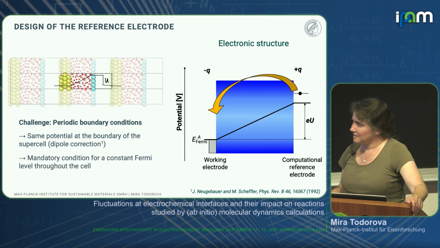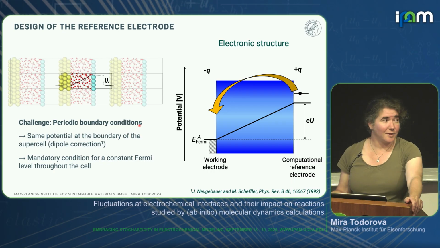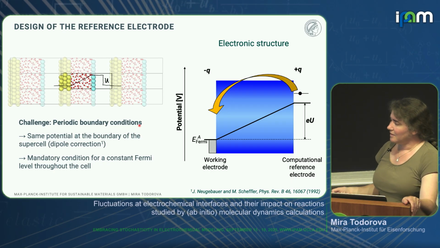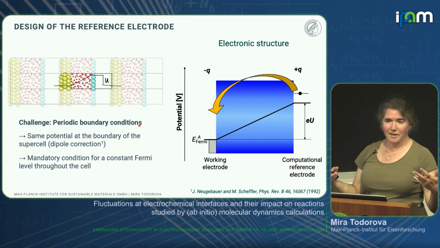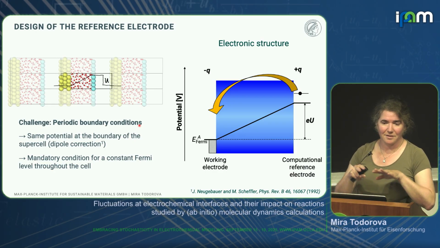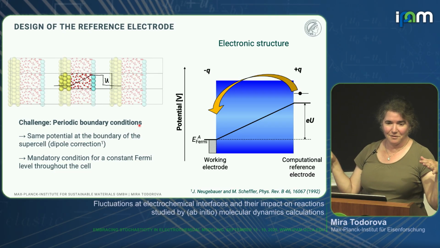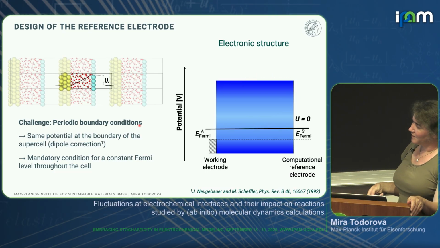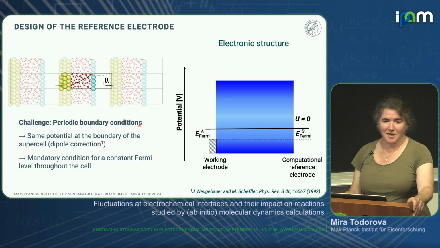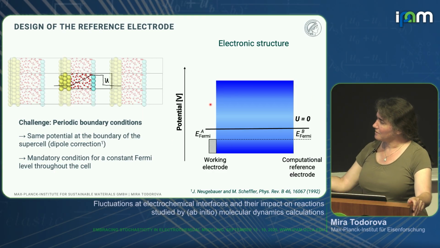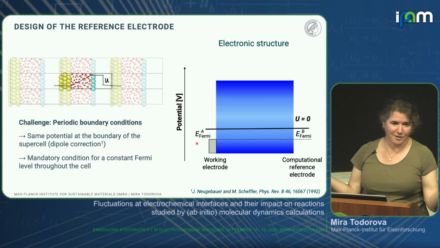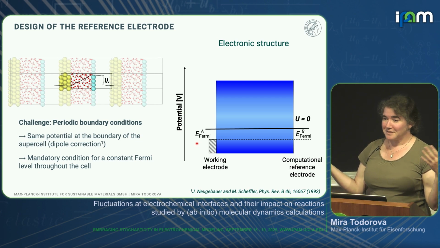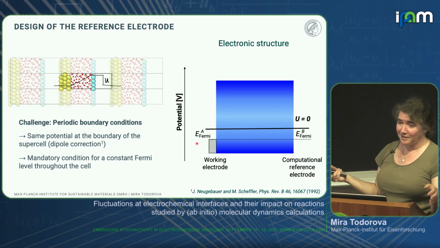There is a second difficulty that comes from having periodic boundary conditions, because at the end of our DFT self-consistent calculation cycles, we need to have one kind of Fermi energy throughout the system, which would mean that if I have on both sides a metal, there will be a charge transfer. I will shift my two Fermi energies, and I basically lose the potential drop. So that's not the situation I want to have.